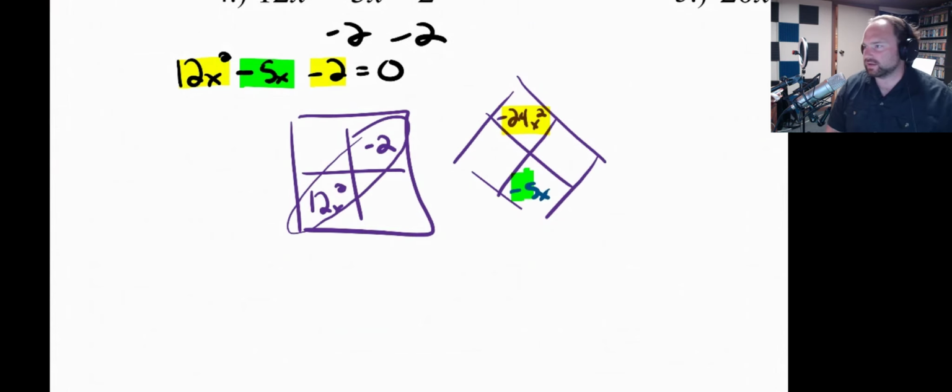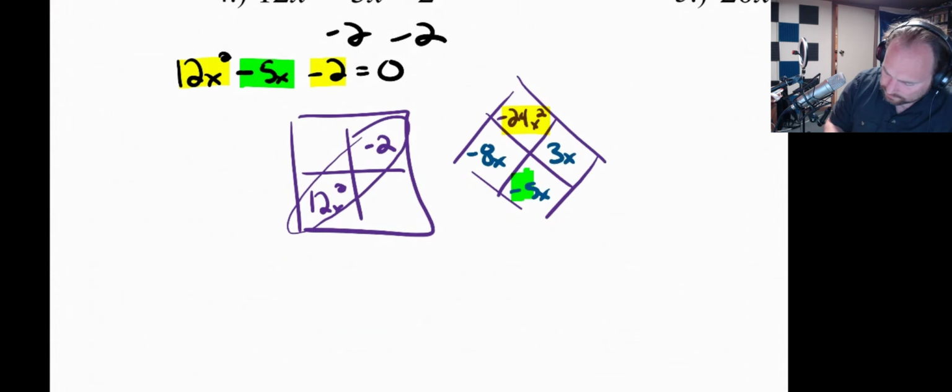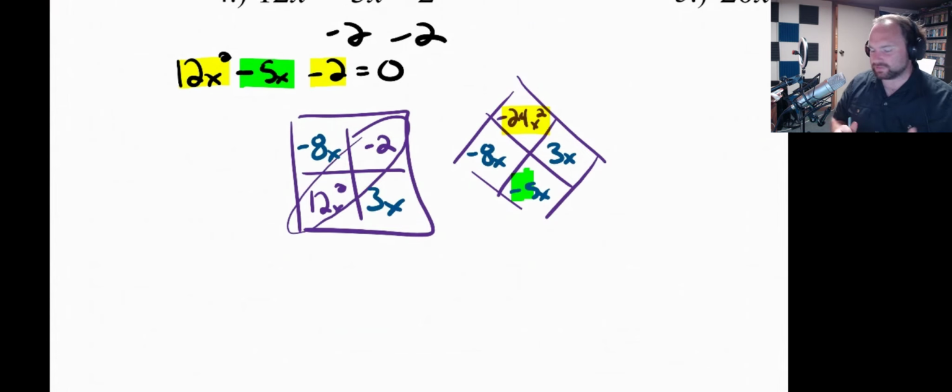What multiplies to negative 24 and adds to negative 5? Again, here's where I got to think and guess and check. 2 and 12? No. 3 and 8? 3 and 8. It's got to be. It's going to be negative 8x and positive 3x. There we go. We'll put those in these boxes, and now it will factor nicely.